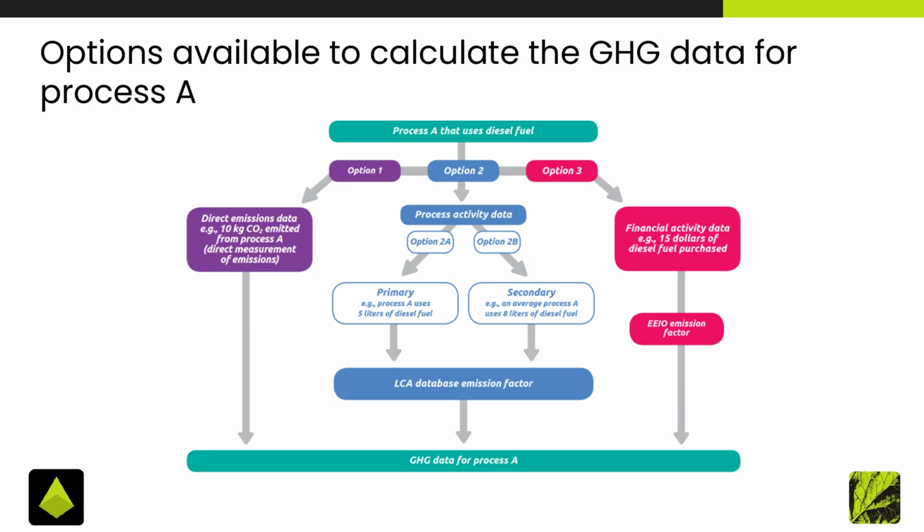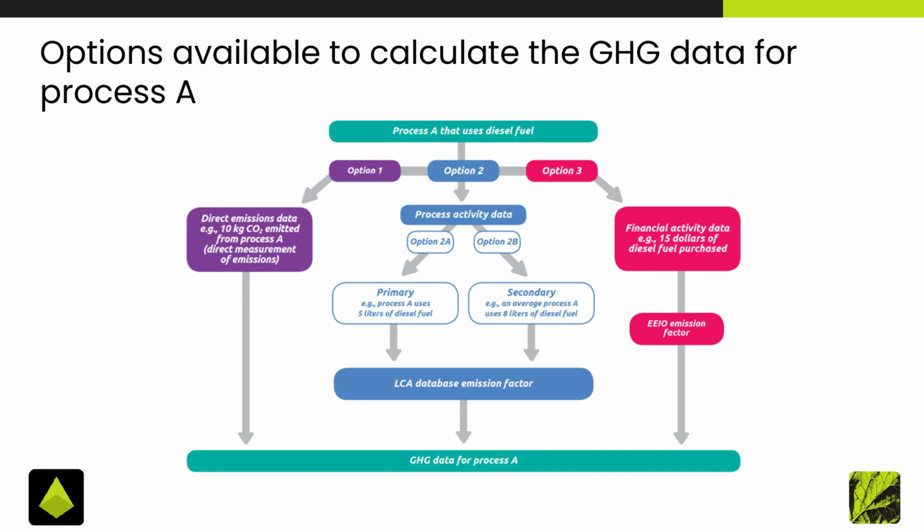improvement. Let's dive into the options for calculating greenhouse gas data for a process like Process A, which uses diesel fuel. Start with direct emissions data, where direct measurements like emissions of 100 kilograms of carbon dioxide are used to enhance accuracy. Then consider process activity data. You have two options here. Primary data, which is collected directly from operations, offering high precision, and secondary data, such as estimates from databases, which help when direct data isn't available. Each has its own merits in representing the real-world scenario accurately.